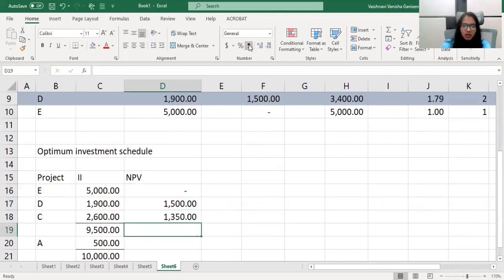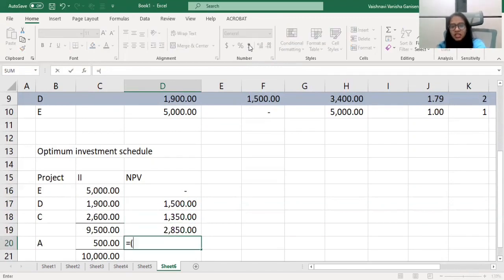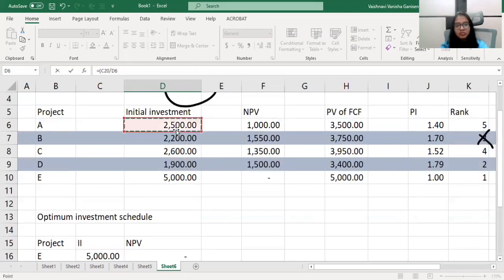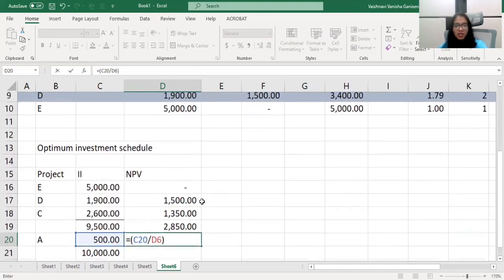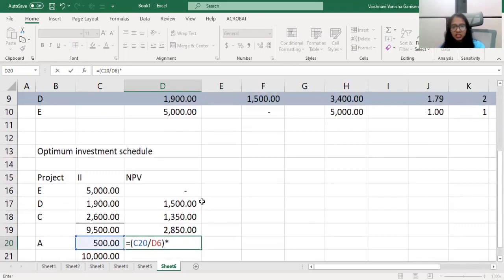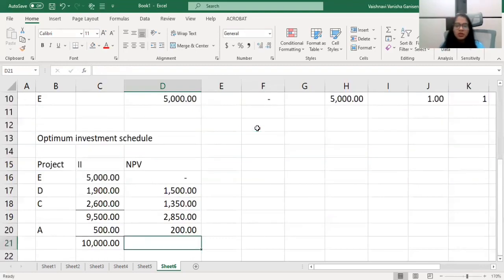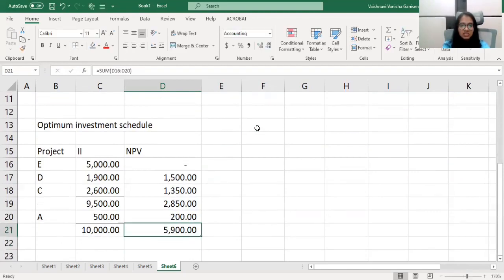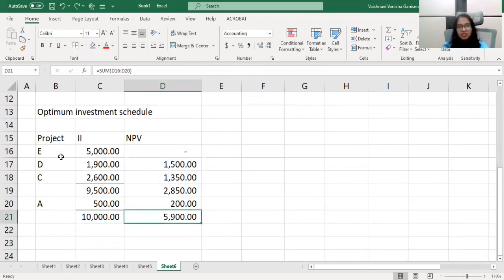Now, guys, how much of project A am I taking on? Project A, the amount that I'm taking is 500,000. The amount of total investment is 2,500,000. So I will only earn this percentage of my NPV, which is 200. So the total NPV that I earn is 5.9 million. So if I have a capital rationing situation, I will take on projects E, C, D in full, and I will take on part of project A.